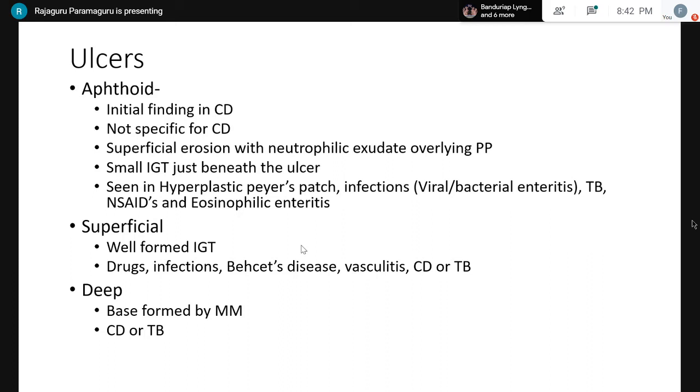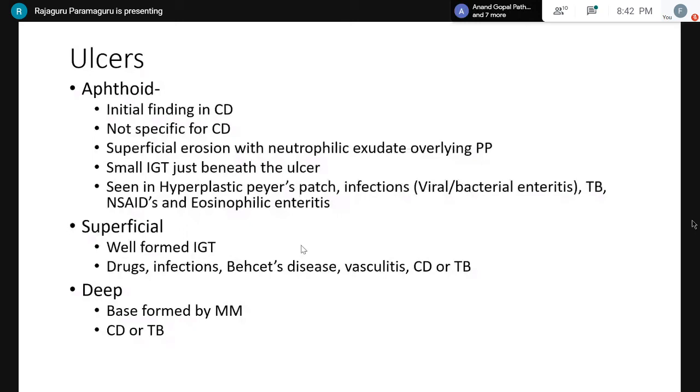But when there is a deep ulcer and the biopsy punch on the slide is showing complete inflammatory granulation tissue, then we consider it as a deep ulcer. A fissuring ulcer we might not be able to see in a small biopsy, but when the tissue fragment you are having is completely formed by inflammatory granulation tissue, or the base is formed by the muscular and mucosa, then we call it a deep ulcer.